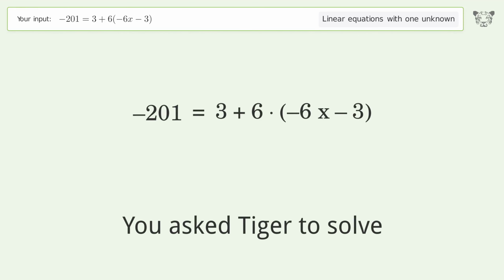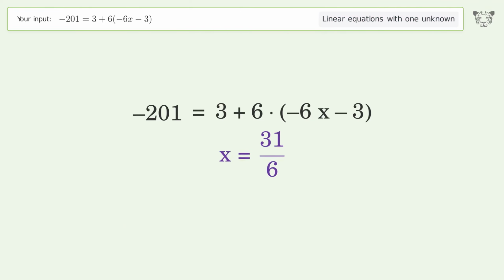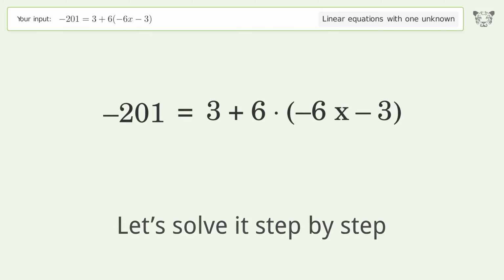You ask Tiger to solve. This deals with linear equations with one unknown. The final result is x equals 31/6. Let's solve it step by step.